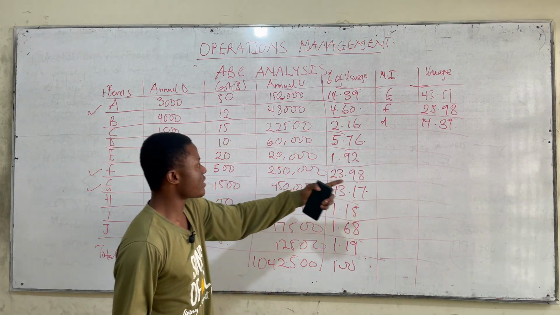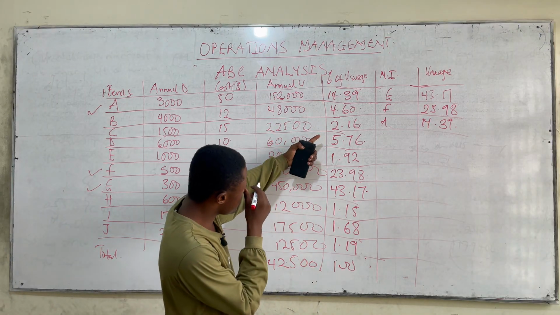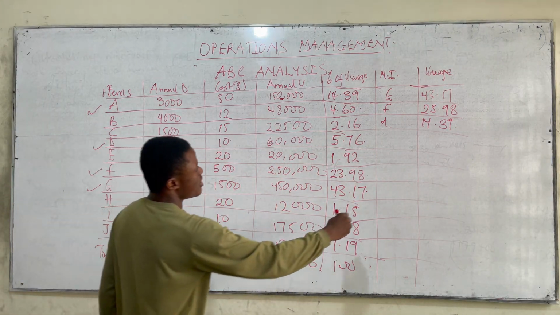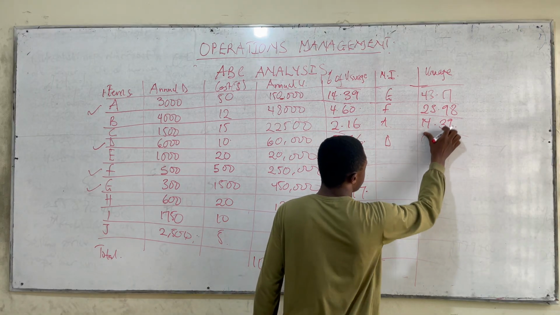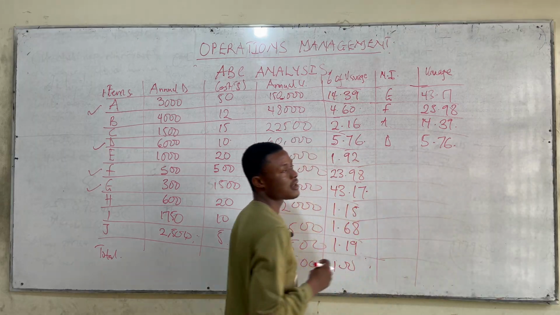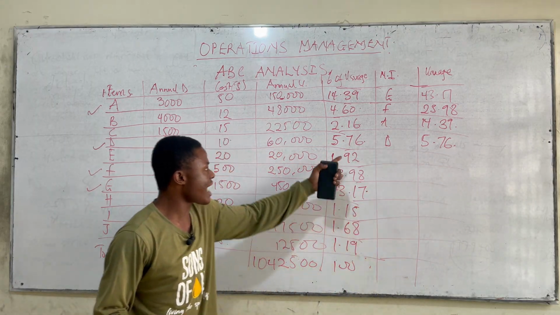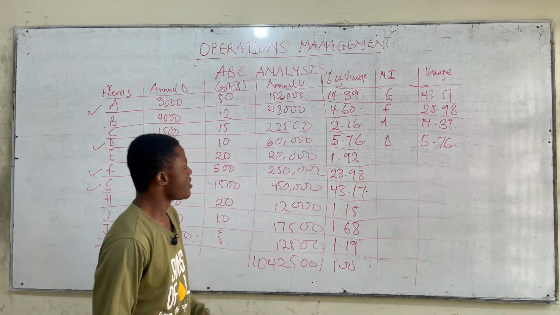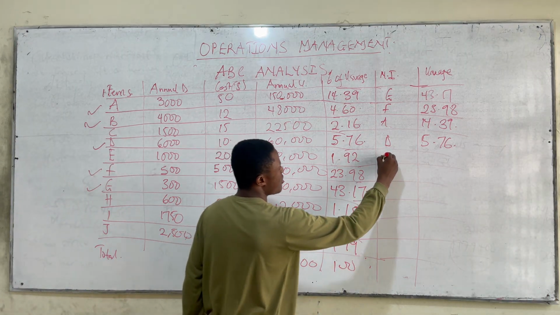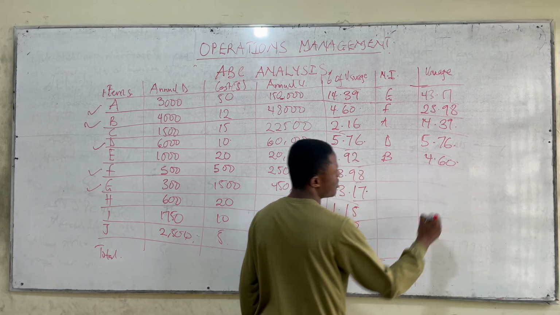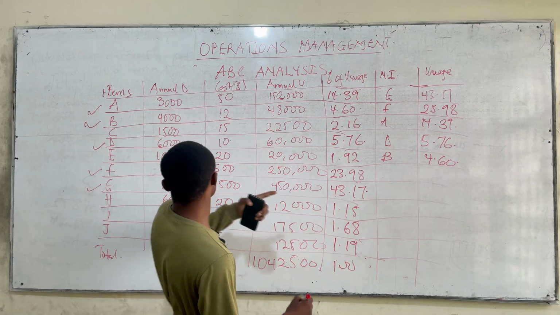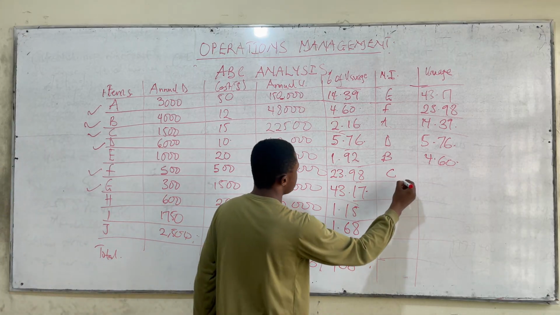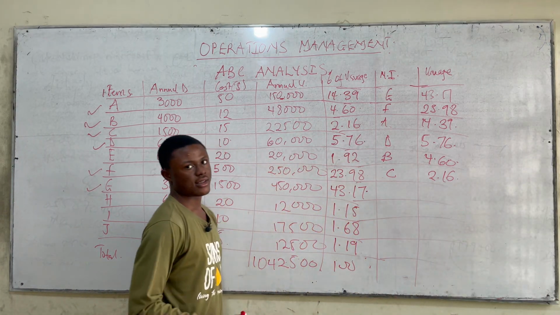So after this 14.39, what is the next highest value? Looking through, we have 5.76. And what is the 5.76? Item D. So D comes here, becomes 5.76. Are we good? Great. So after item D, what is the highest value? Looking through, we have 4.60. So the 4.60 is item B. So for B here, 4.60. Are we good? Great. So after this 4.60, where do we move next? We have item C, which is 2.16. So C comes here to be 2.16. Are we good? Great.